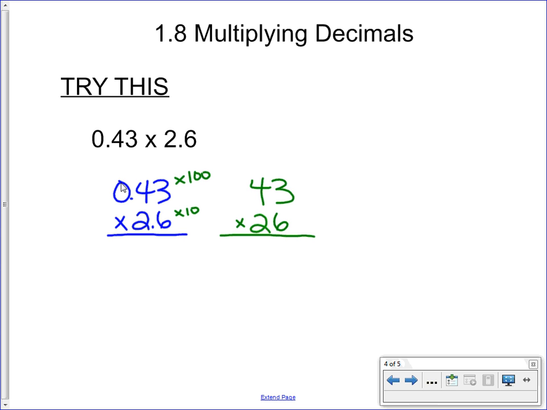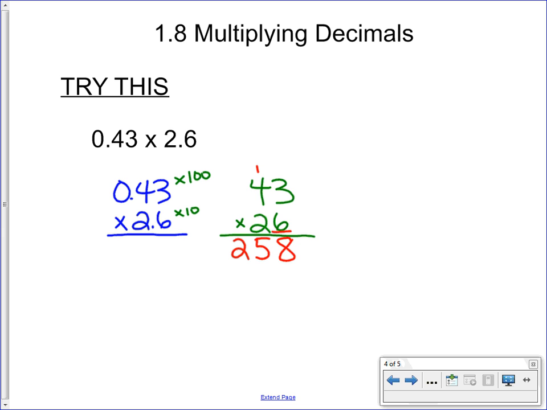When we multiply 43 times 26, we start with the 6 on the bottom right. We multiply it to the 3 and the 4 on top of it. So 6 times 3 is 18. Carry the 1. 6 times 4 is 24, plus that 1 we carried is 25.